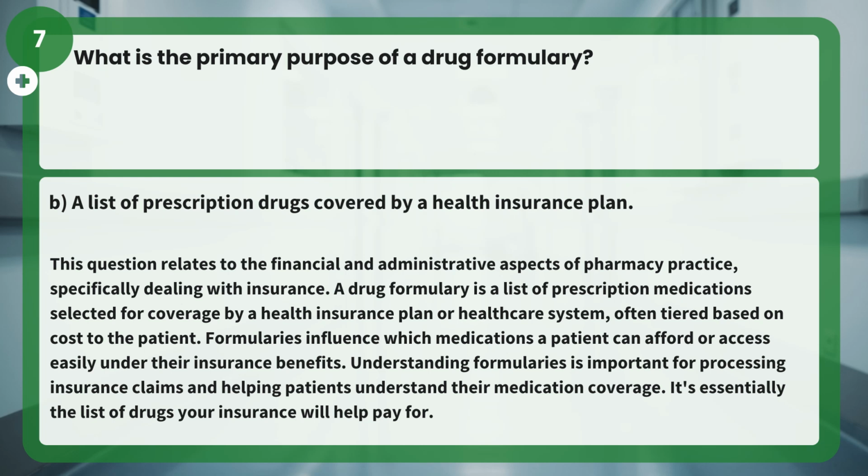This question relates to the financial and administrative aspects of pharmacy practice, specifically dealing with insurance. A drug formulary is a list of prescription medications selected for coverage by a health insurance plan or healthcare system, often tiered based on cost to the patient. Formularies influence which medications a patient can afford or access easily under their insurance benefits. Understanding formularies is important for processing insurance claims and helping patients understand their medication coverage. It's essentially the list of drugs your insurance will help pay for.